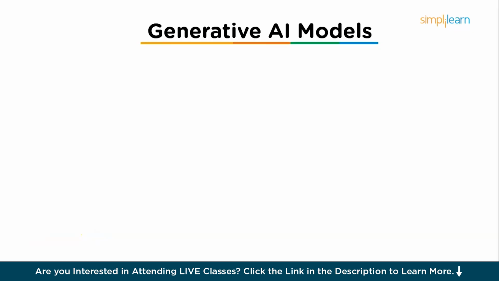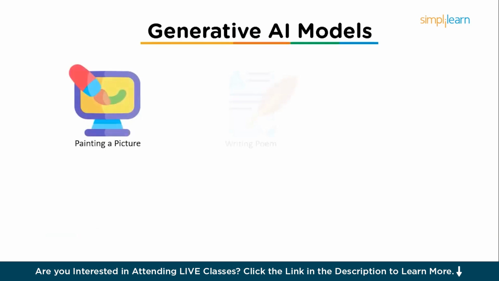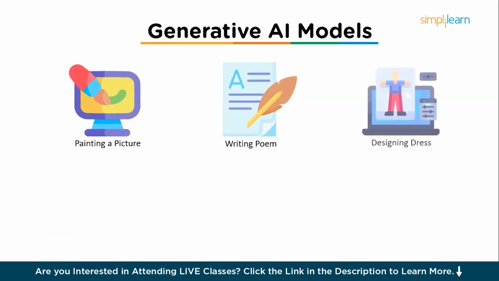Imagine you are teaching a computer to be creative, like painting a picture, writing a poetry, or designing a dress. That's exactly what generative AI models aim to do. They learn from the data and generate new content that looks or feels real. But how do they pull this off? Let's break it down into the three major families of models.